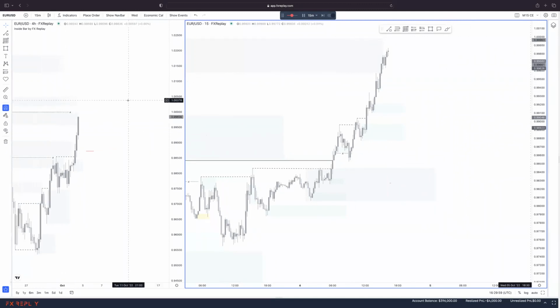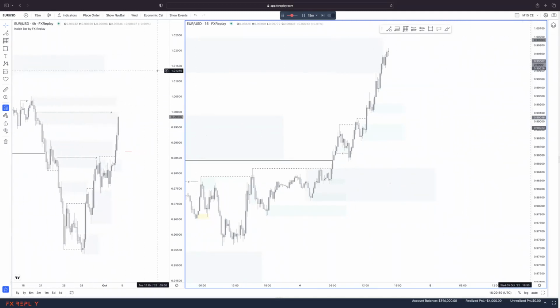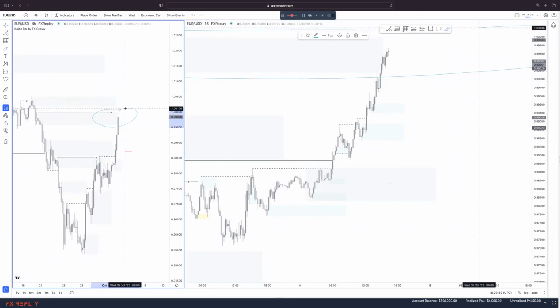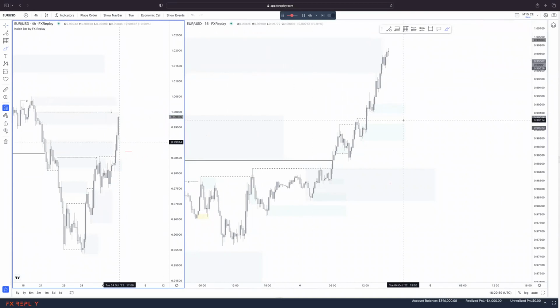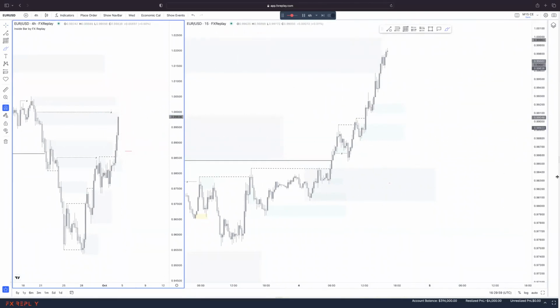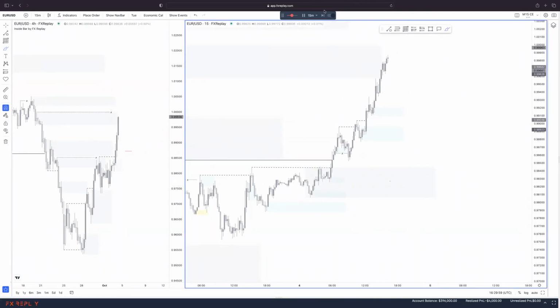So price pushed up further into the lower probability 4-hour supply identified. We're probably ultimately expecting it to get used as inducement for the one above, but you can see a huge amount of bullish momentum at this point. To look for a sell here, you'd want to see a pretty clear liquidation.